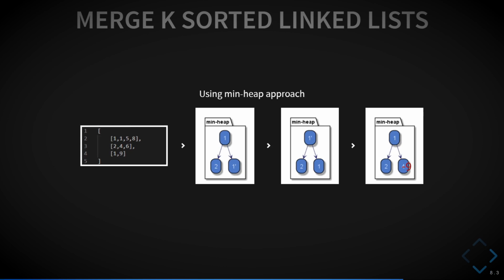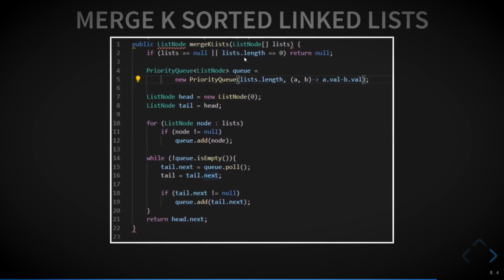Now also let's take a quick look at the code, which is fairly simple once we have figured out the approach by doing this example run. So all we have to do is check some basic edge conditions, where the list should not be null and the length should not be equal to 0, otherwise just return null.